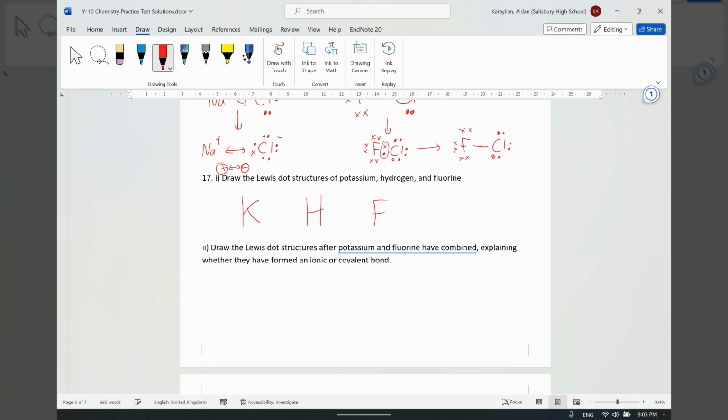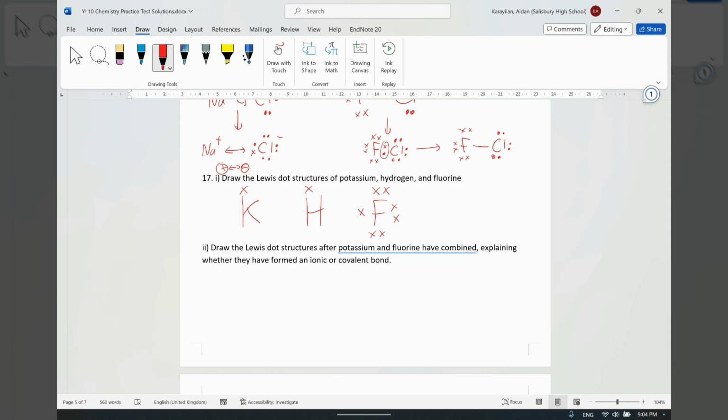Potassium is in the first shell, so we're going to make a single dot there. Hydrogen is there, and fluorine has our 1, 2, 3, 4, 5, 6, 7, like we've shown before. It says here, draw the Lewis dot structures after potassium and fluorine have combined, explaining whether they've formed an ionic or covalent bond. So knowing that potassium is on the left-hand side of the periodic table, it therefore is a metal. When it's a metal, it's going to interact with a non-metal and form an ionic bond.